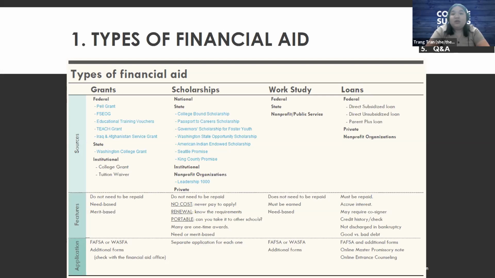When students are considering loans, consider whether it is a good type of debt or a bad type of debt. Not all loans are made the same. So it's really important to read the fine print to know what type of loan the student is applying for or trying to borrow from if they are considering borrowing. To apply for loans, students may have to file a FAFSA or additional forms. They will have to do an online promissory note and online entrance counseling in order to qualify.